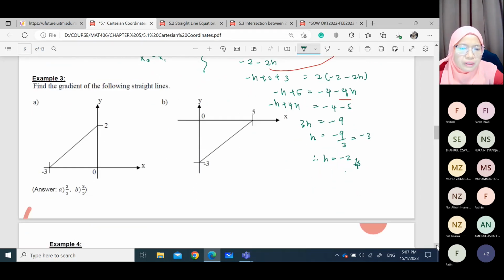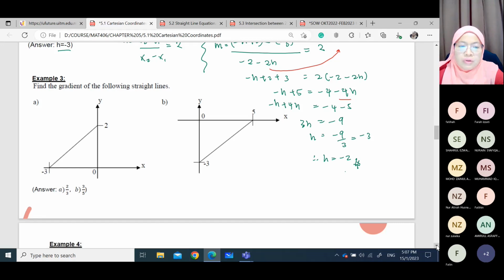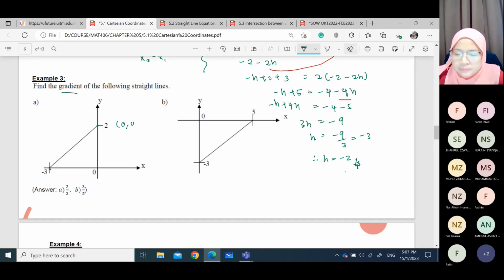Okay, so let's look at example 3. In this example, we need to find the gradient of the following straight line. Okay, so we have this straight line. As you know, to get the gradient, you need to have 2 points. So this is the point. The coordinate for this point is, its x lies on the y-axis, meaning x is zero, y is 2. Okay, so this is the point.